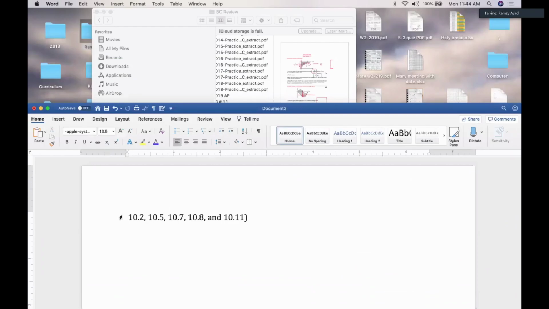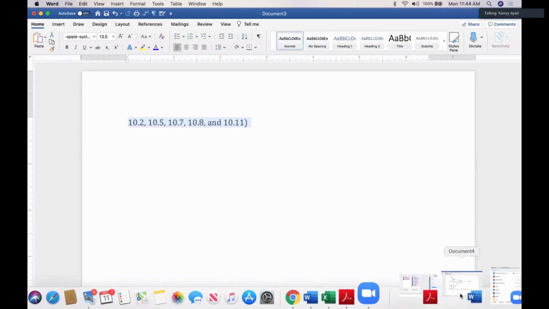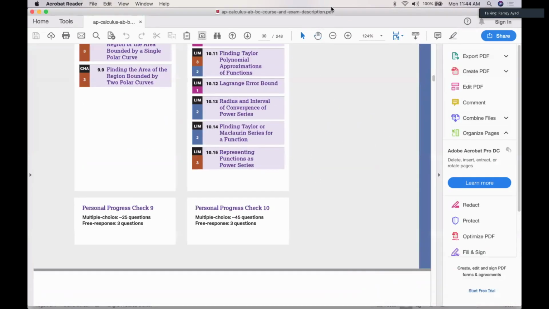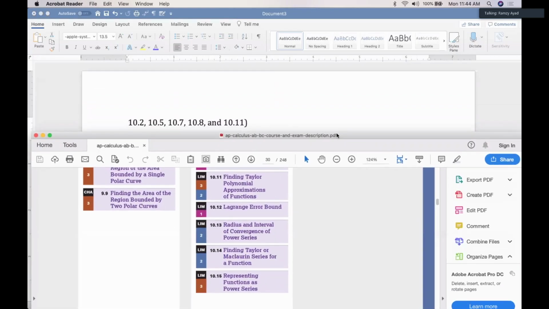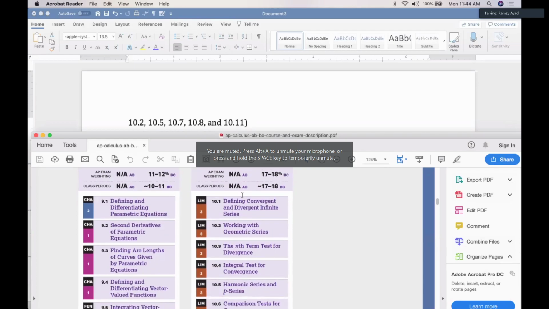Again, these are what's on the test. That's what they say on the test from their own curriculum. So I'm leaving this here. I'm opening the curriculum here and going over that chapter 10 to see what's on from this chapter.